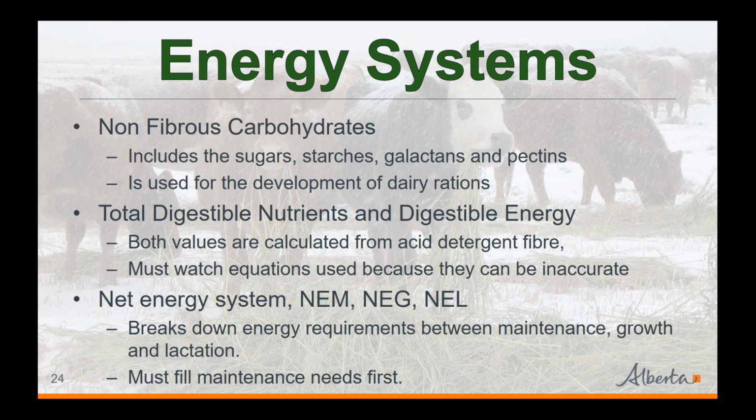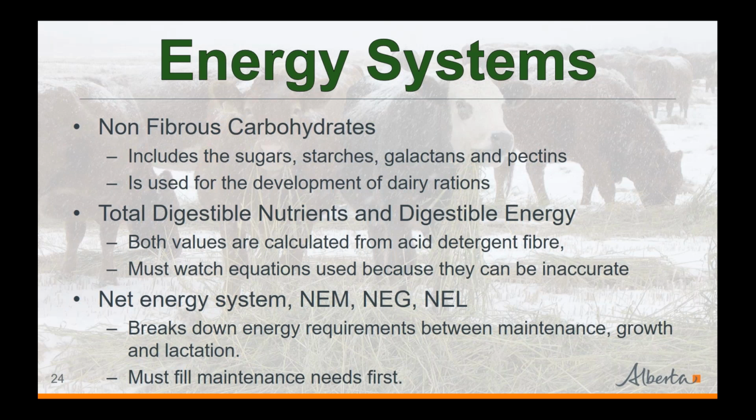The net energy system, NEM, which is net energy of maintenance, NEG, net energy of gain, and net energy of lactation, NEL, is a system that was developed in California for researchers to get more precise on what's needed.